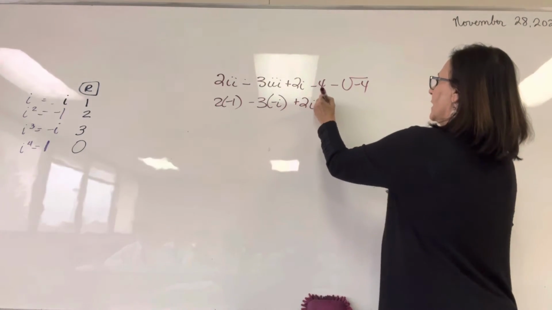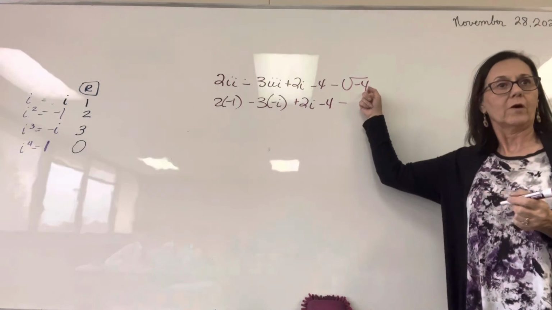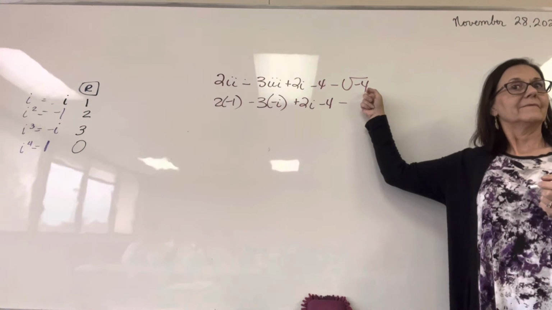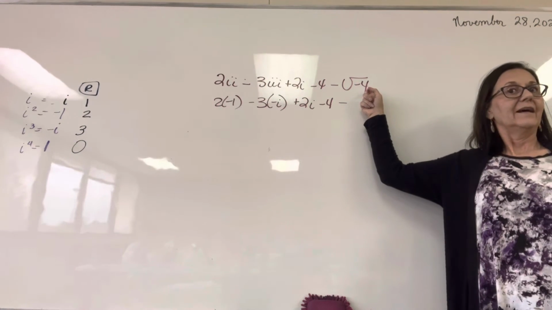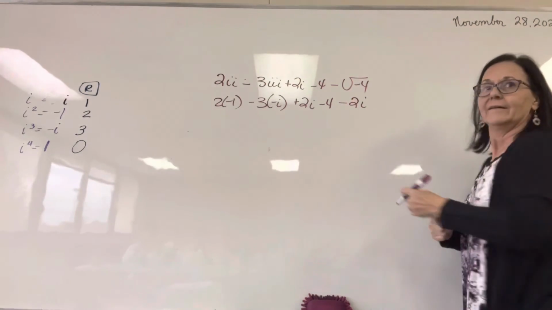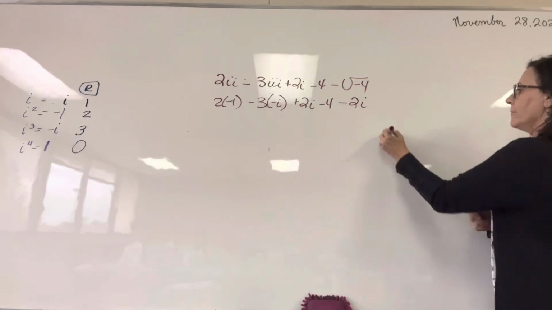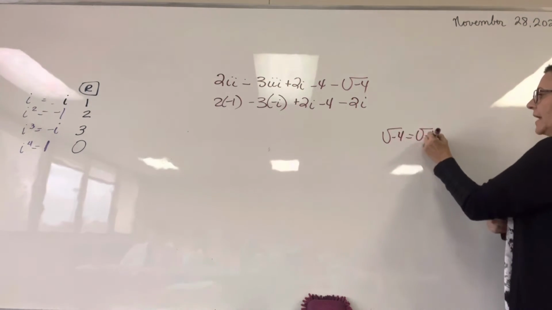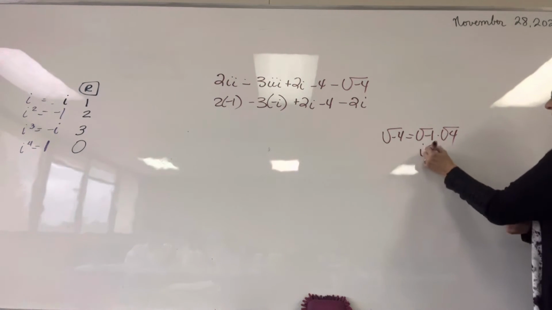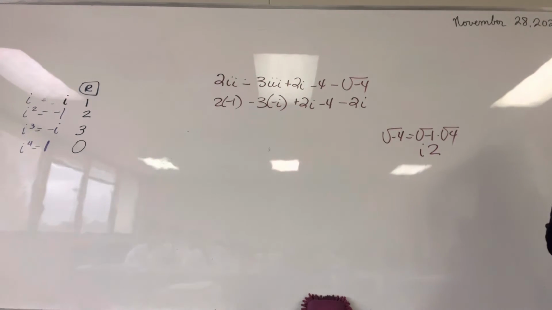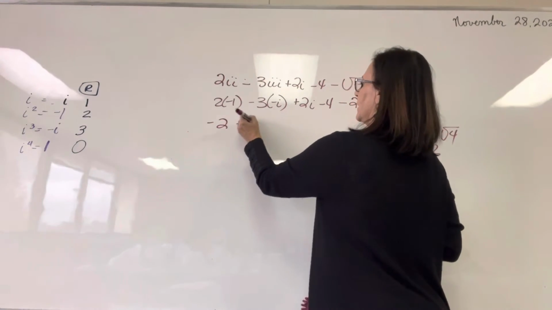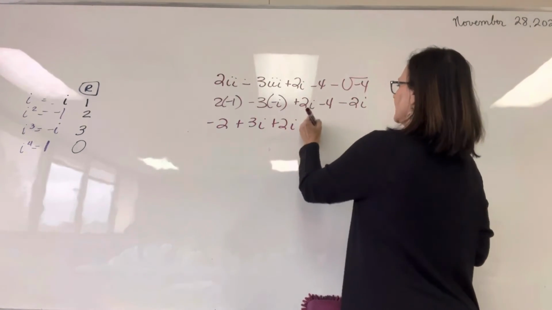Plus 2i minus 4 minus, what's the square root of negative 4? i square root of 2. 2i. Does that make sense? The square root of negative 4 is the same as the square root of negative 1 times the square root of 4. This is i, and that's 2, but we would write the 2 out front. Make sense? All right, now this is negative 2 plus 3i plus 2i minus 4 minus 2i.